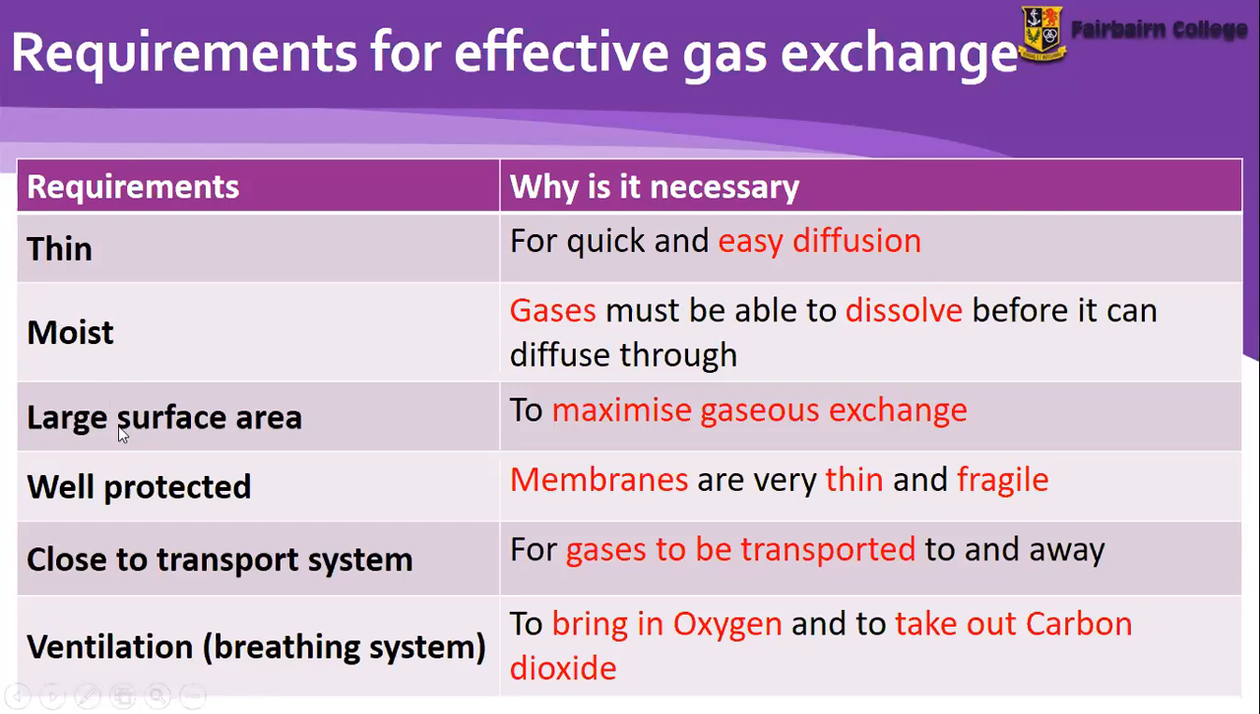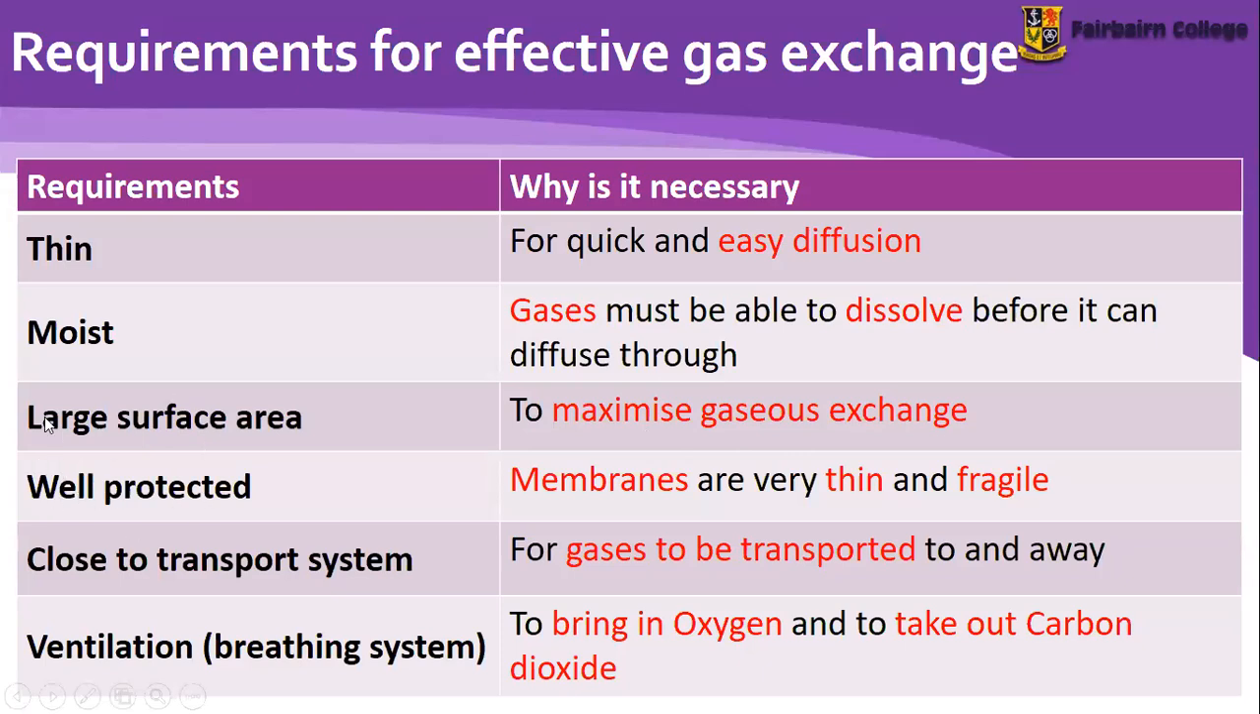Then a large surface area. Again, as we've mentioned a number of times, the larger the surface area, the easier it is to absorb things. That is why we have villi. That is why the small intestine is folded, to increase the surface area for maximum absorption. In this case, increase the surface area for maximum gaseous exchange.